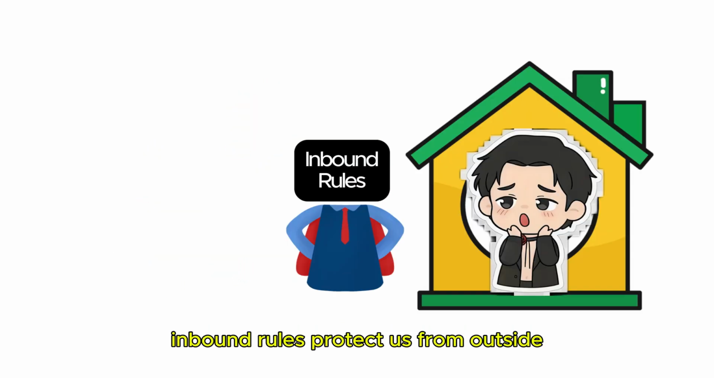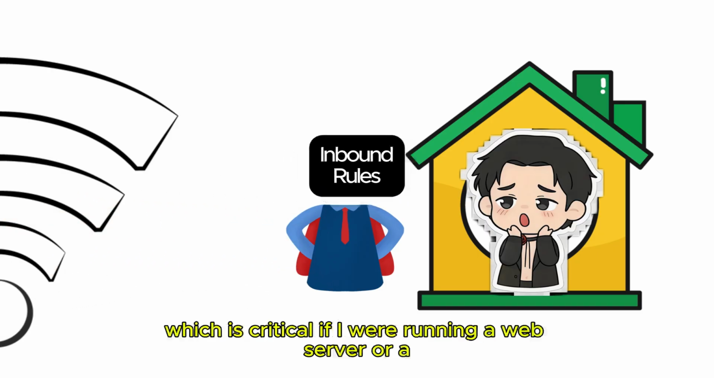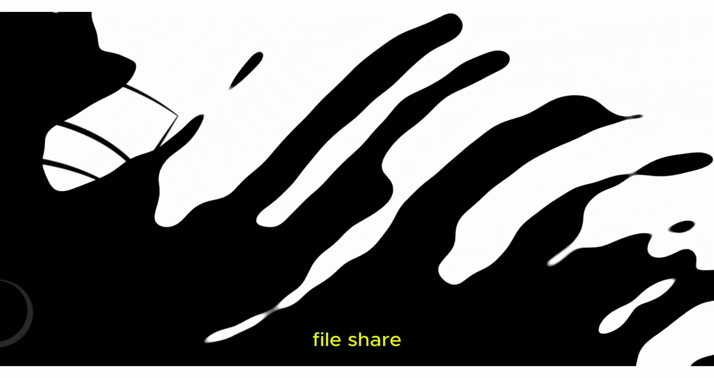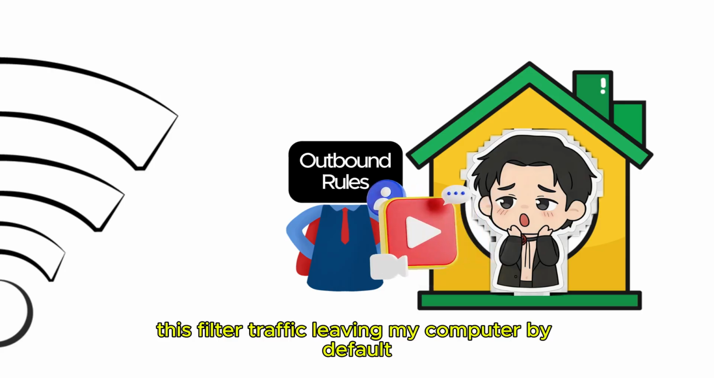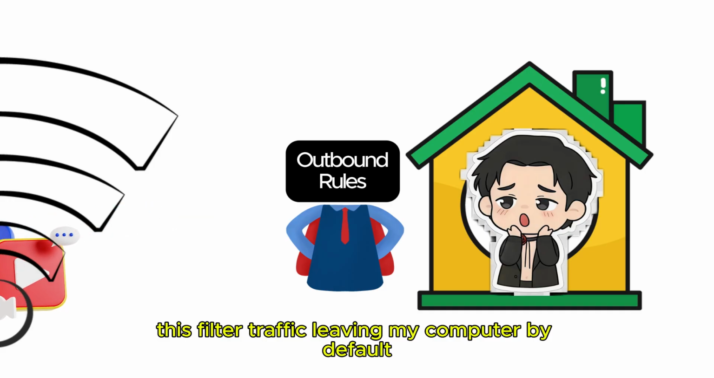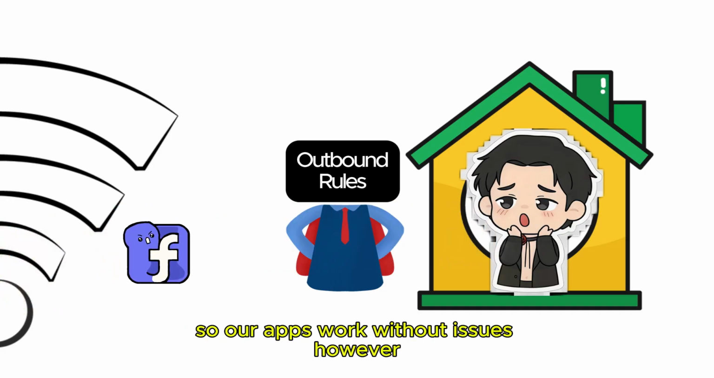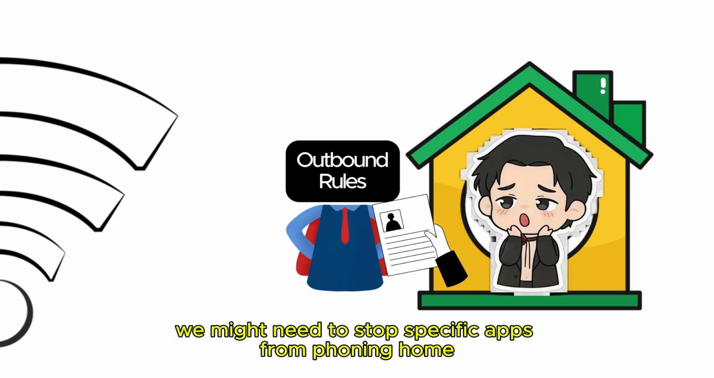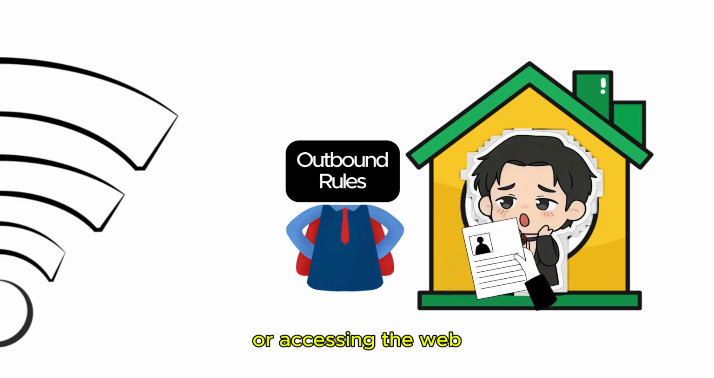Inbound rules protect us from outside. They filter traffic trying to enter my computer, which is critical if I were running a web server or a file share. Outbound rules are what we are interested in today. These filter traffic leaving my computer. By default, Windows allows most outbound traffic, so our apps work without issues. However, for security or compliance, we might need to stop specific apps from phoning home or accessing the web.